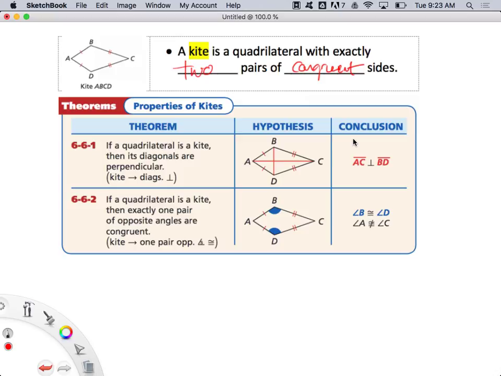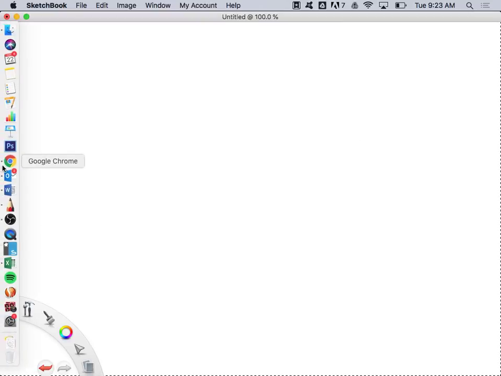Okay, if a quadrilateral is a kite, then its diagonals are perpendicular. Just like a rhombus, the diagonals are perpendicular, but in a kite, the difference is not all the sides are congruent. If a quadrilateral is a kite, then exactly one pair of opposite angles are congruent. You see? These opposite angles are congruent, but these opposite angles are not congruent. You can kind of tell this angle is bigger than that angle, you see? Okay, so there you go. So those are the properties of kites.